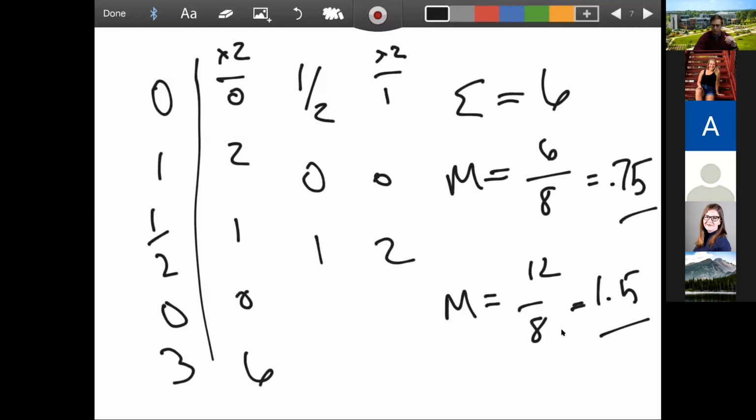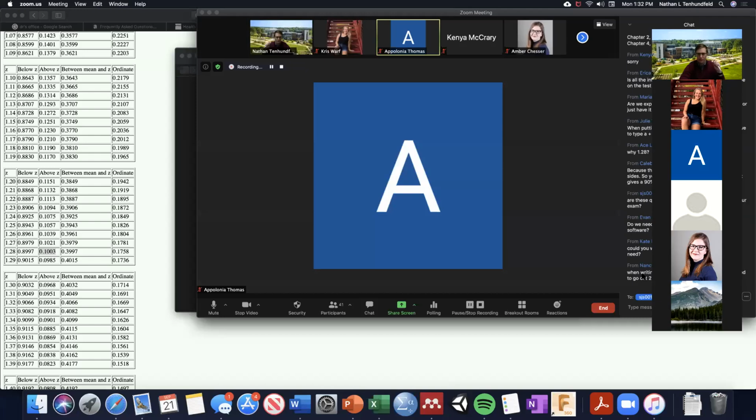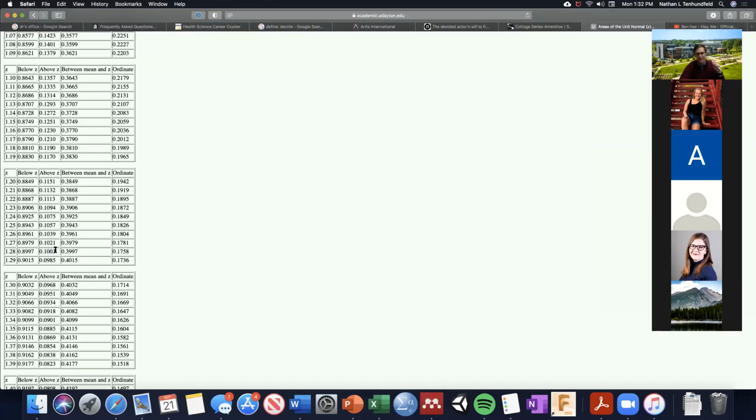Otherwise, you'll be fine. Ace says, why 1.28? Sorry, Ace, I didn't mean to neglect that question until just now. 1.28 because we have 10% in each of the tails, right? And so if we are interested in the middle 80%, you want 10% on either side, which gives you the 10% in each tail here. So this is above the Z or in the tail, 10% corresponds to 1.28. Oh, awesome. Thank you, Caleb.